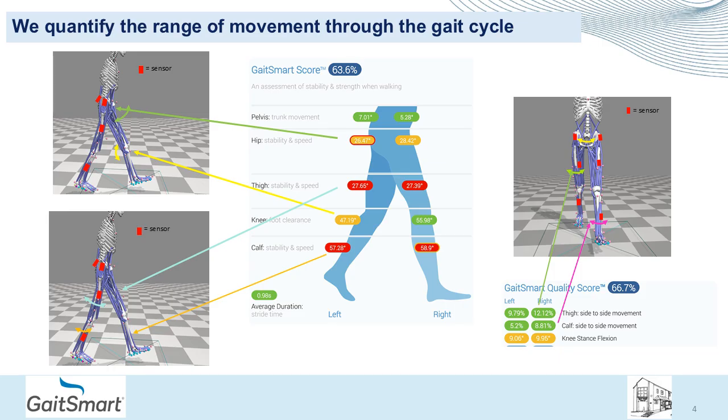So we put this as a GateSmart score, making it very simple for people to understand what their range is and where there are issues, if there are. And this is an example that you can see. We present it in a simple visual for the person that's being measured.